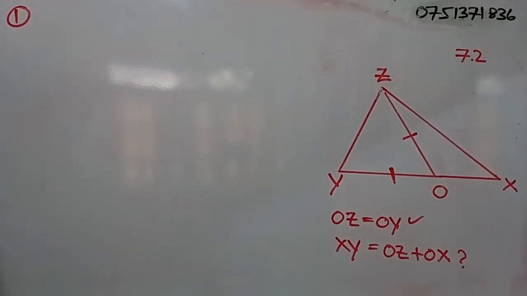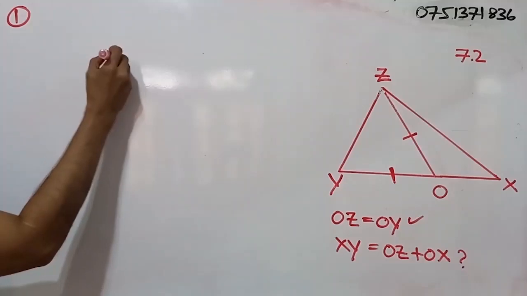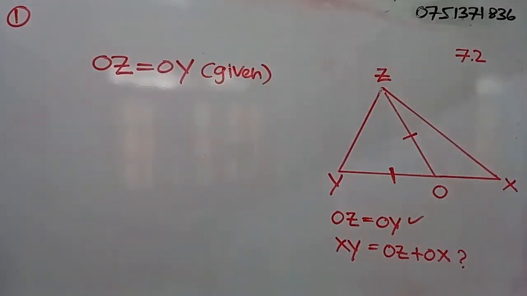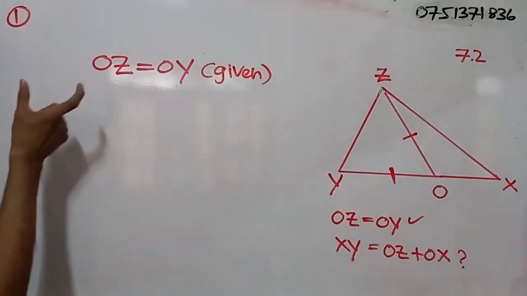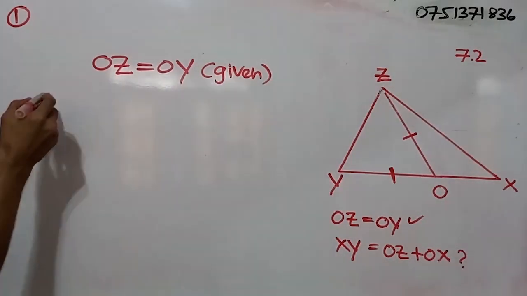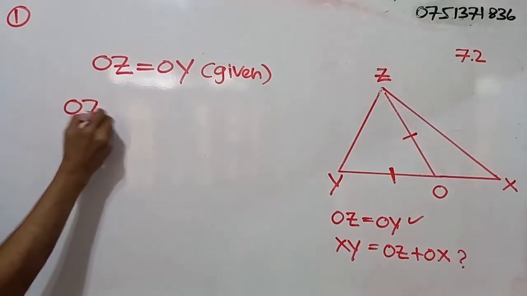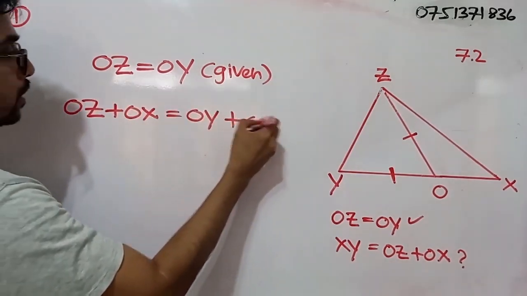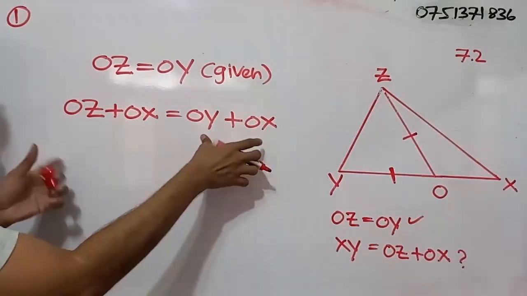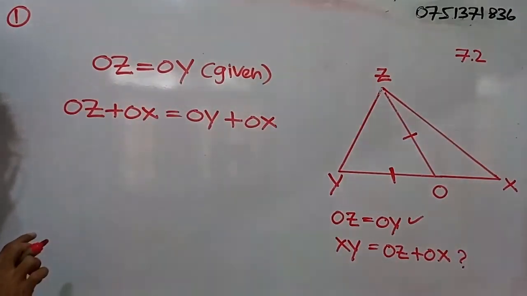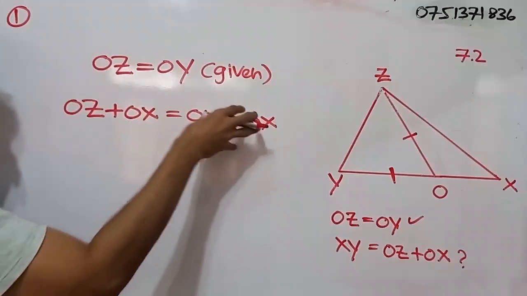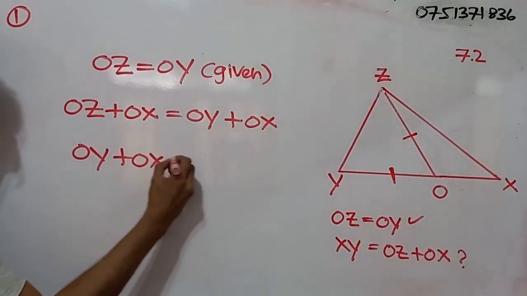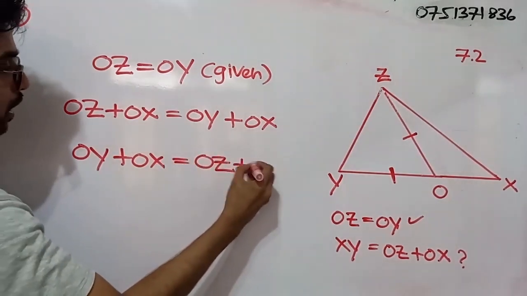So the second method, we have been given OZ is equal to OY. So this is given. Then what do? We add OX to both of the sides, right? So OZ plus OX, that is equal to OY plus OX. Now what I will do? I will exchange these sides. මොනවත් වෙනසක් කරන්නේ නැතුව මෙයාව මේ පැත්තට දාලා මෙයාව මේ පැත්තට දානවා OY plus OX, that is equal to what? OZ plus OX.